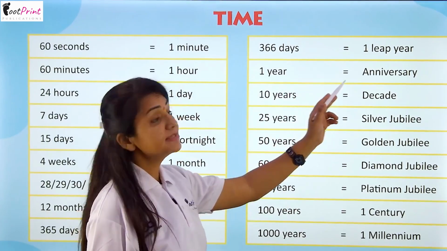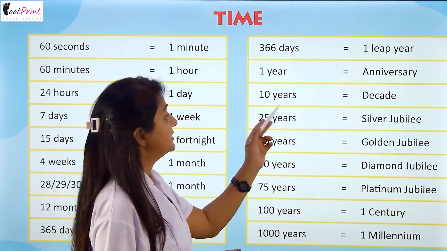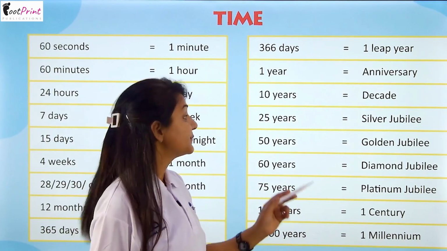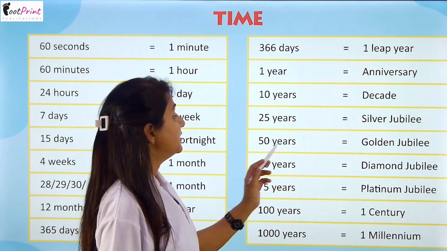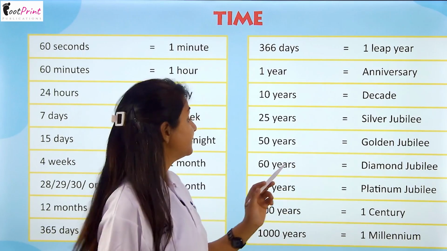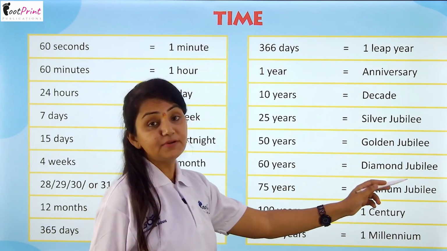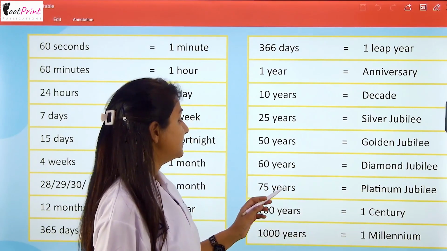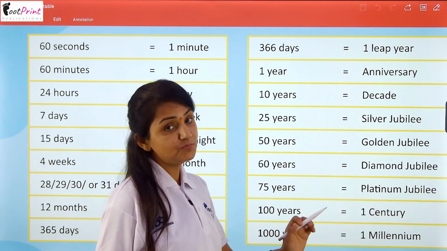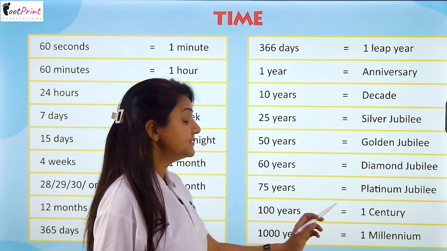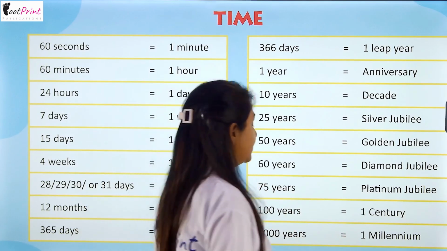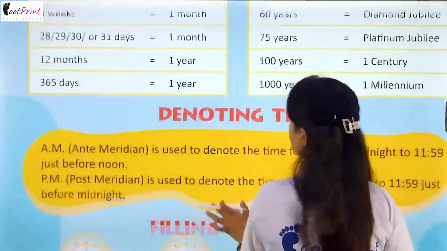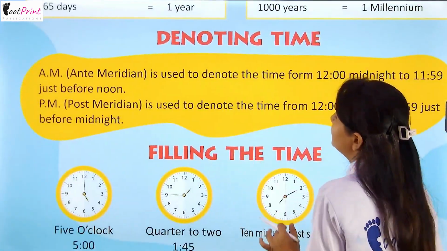1 year is an anniversary. 10 years is a decade. 25 years is a silver jubilee. 50 years is a golden jubilee. 60 years is a diamond jubilee. 75 years is a platinum jubilee. 100 years is 1 century. 1000 years is 1 millennium. So these are some knowledgeable things for you.